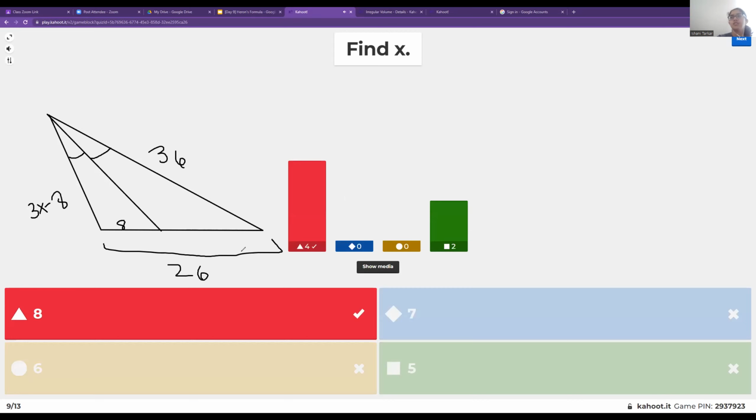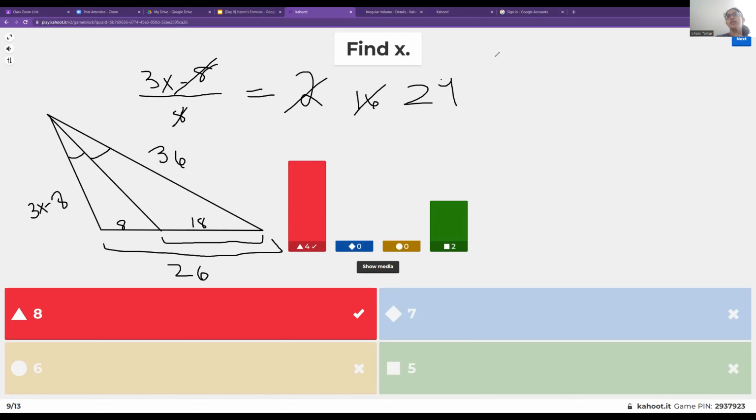Okay, so a lot of you got it right this time, so good job. So we would do 26 minus 8 to get this length, and that length would be 18, right? And then next we actually use angle bisector theorem. So 3x minus 8 over 8 is equal to 36 over 18. Remember, we can simplify that to just get 2. So we multiply both sides by 8 to get 16, right? And then we add 8 to both sides to get 24. And then we would get 3x is equal to 24, so x is equal to 8. And that would be our answer.